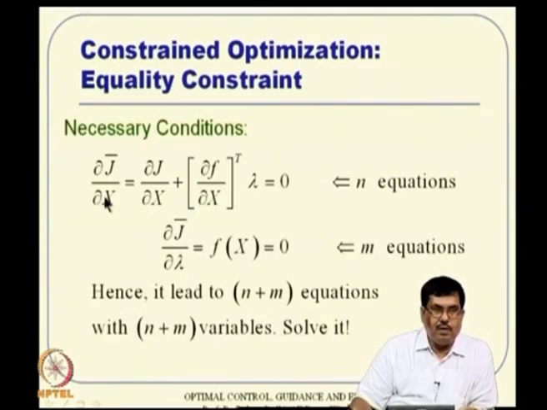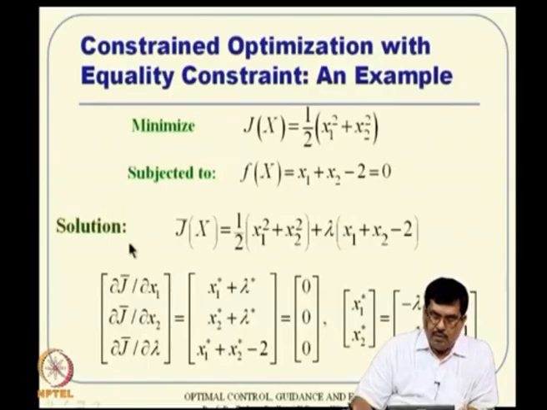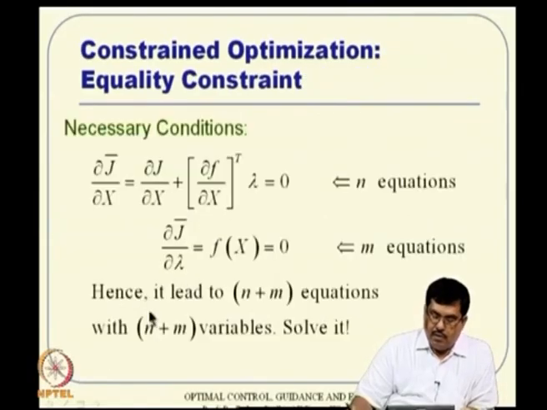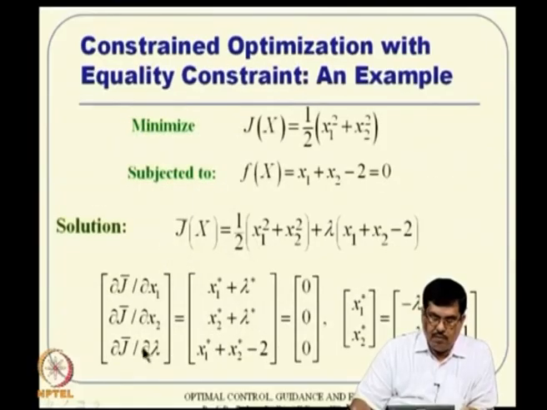First I have to do del j bar by del x, and these are two equations here because x contains x 1 and x 2. So, it is del j bar by del x 1 equal to 0 and del j bar by del x 2 equal to 0. Then the third equation has to be del j bar by del lambda, and lambda is scalar here. So, del j bar by del lambda is equal to 0.